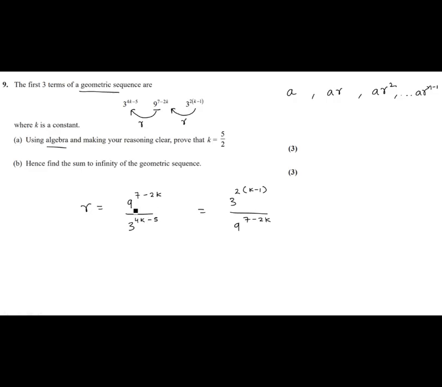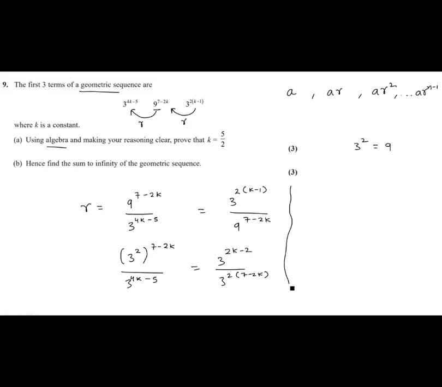So now 9 can be written as 3 squared. So wherever we have 9, we can replace it with 3 squared. So this 9 can be replaced as 3 to the power 2, whole power 7 minus 2k, over 3 to the power 4k minus 5. And on the right hand side will be 3 to the power, now let's expand the bracket, 2k minus 2, over 3 to the power 2 times 7 minus 2k. Okay, now we can simplify it further.